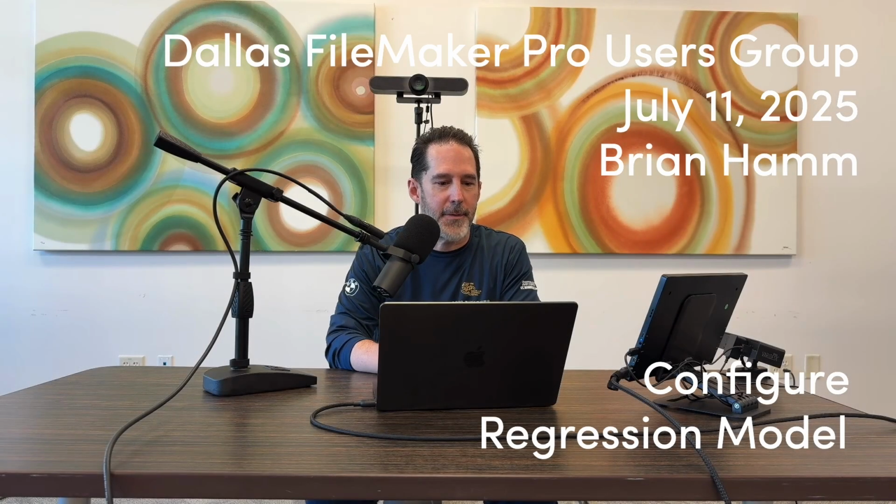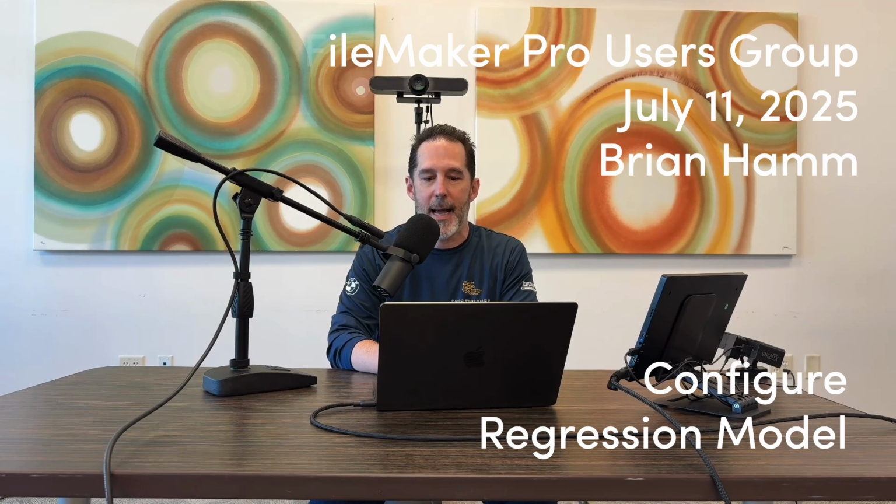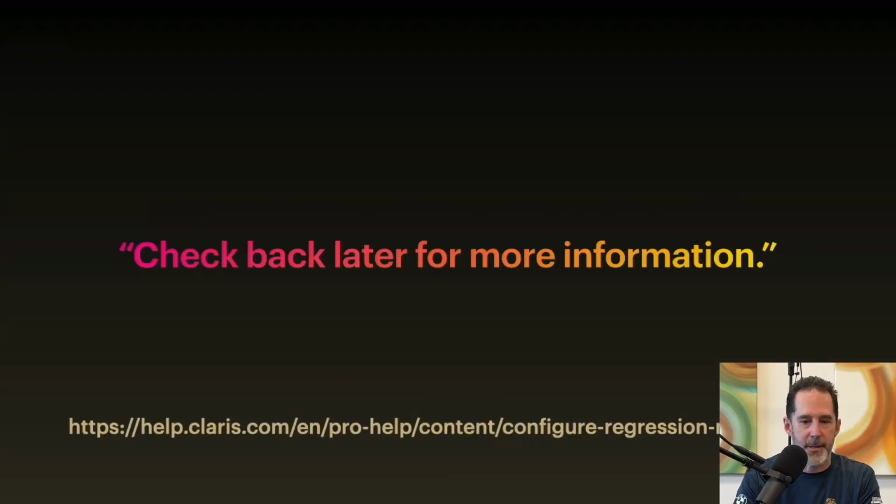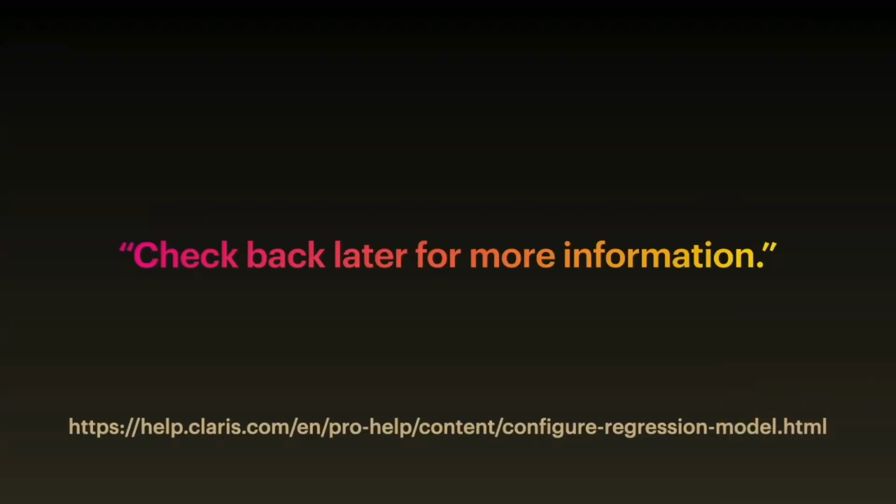For a lot of us, FileMaker data is mostly a historical record of something that has happened, right? What if our data could tell us about what's going to happen? Let me introduce you to a new script step in FileMaker 2025. We now have Configure Regression Model and its companion function, PredictFromModel. These are so new, in fact, that there's no documentation yet. But not to worry, I will talk us through it.